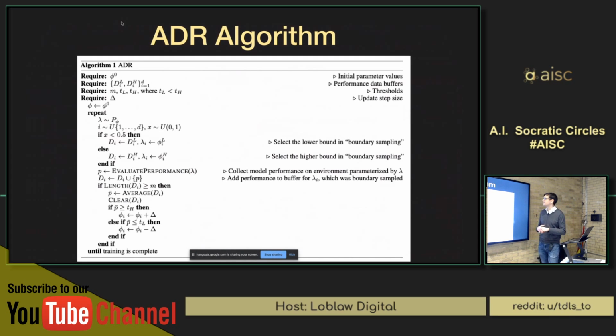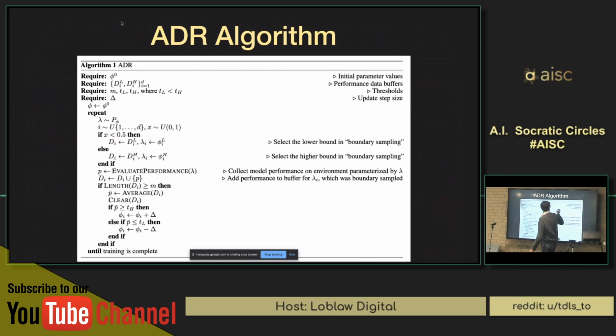And this is what the ADR algorithm looks like. Say this is the initial parameter values. And these are the upper and lower bounds for each dimension. So you have a hyperparameter, and you have 10 parameters. It gives for each dimension, for each hyperparameter, an upper and lower bound, and they are just uniformly randomly created. And you have some threshold for lower and threshold for higher. And M is the number of trials.